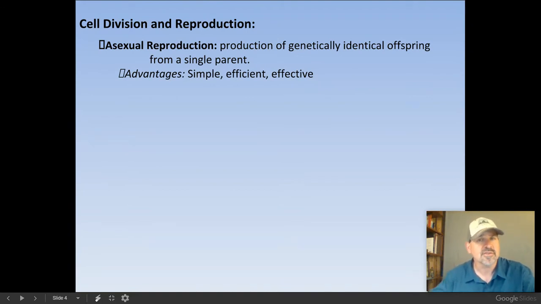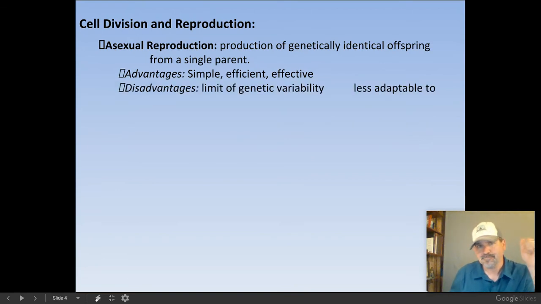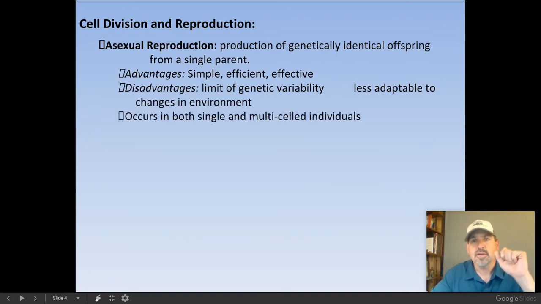We know from our studies of bacteria, binary fission, that is a form of asexual reproduction. We don't have male and female bacteria or mommy and daddy bacteria contributing genetic material and then having baby bacteria. It's just that one bacteria divides into 2. We do also actually see this form of reproduction in the animal kingdom. Now, of course, there are disadvantages as well. And predominantly, the main disadvantage is there's a limit to genetic variability, which means that they're less adaptable to changes in the environment. Occurs in both single and multi-celled individuals, occurs in both plants, animals, and bacteria.